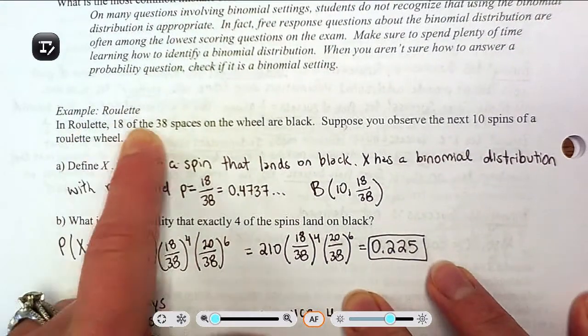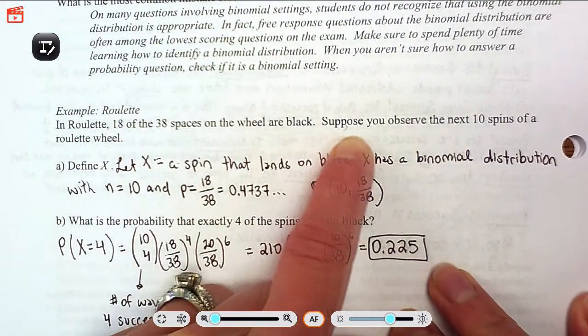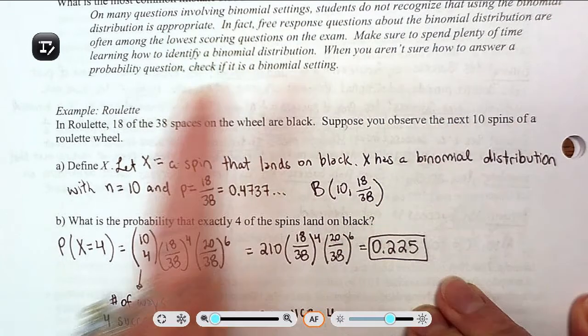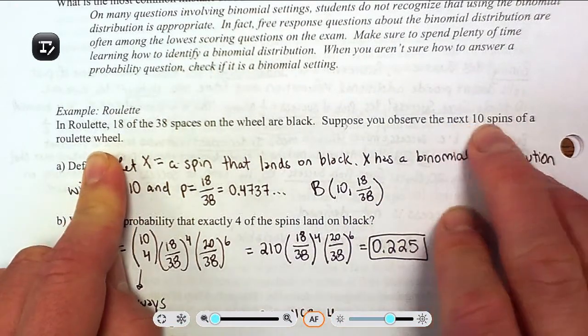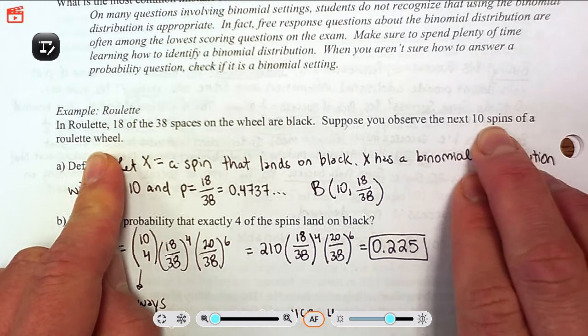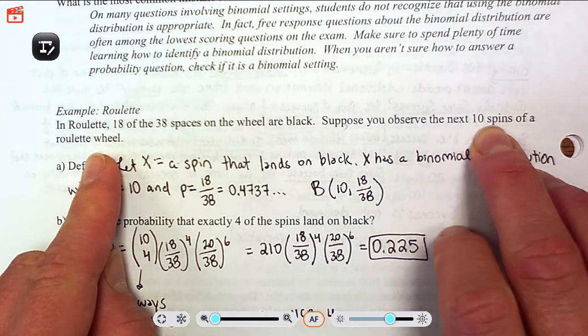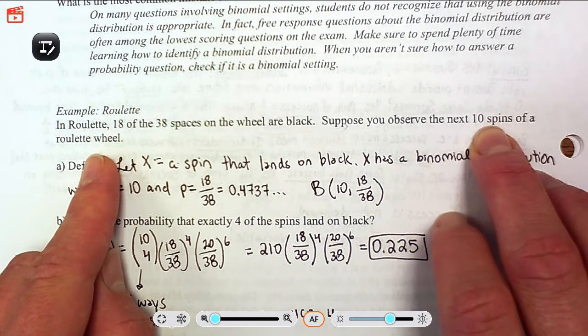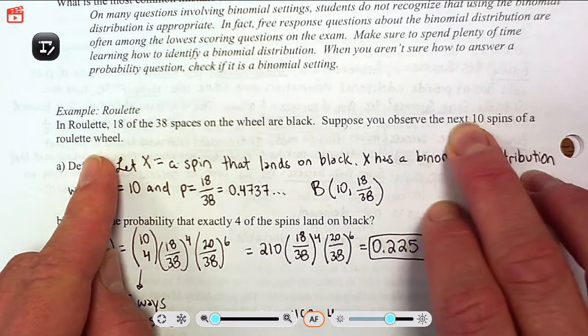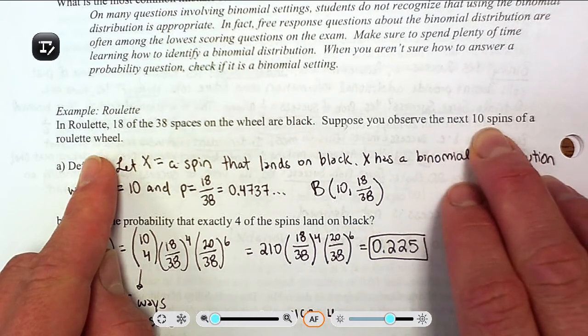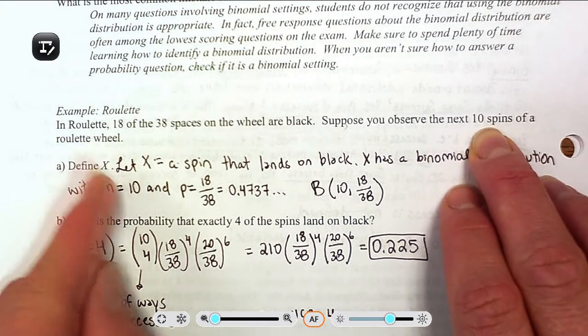In roulette, 18 of the 38 spaces on the wheel are black. Suppose you observe the next 10 spins of a roulette wheel. The big key to me of a binomial setting is that I'm not just looking for a probability of an event, or maybe just 2 events, like one then a conditional other or a tree diagram, okay? But I'm looking for 10 spins. Now this is dropping me into a binomial setting.